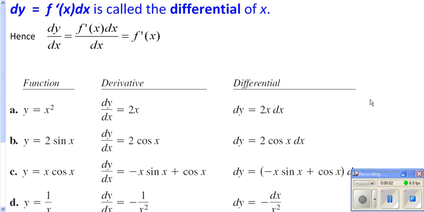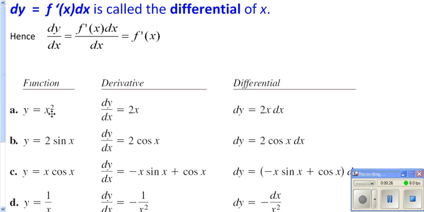We're going to go ahead and take a look at differentials. Differentials are basically, if you're using your tangent line, how much would your y value change? Now, that's one way to look at differentials. Another way to look at differentials is basically it's your derivative, which we would have here.